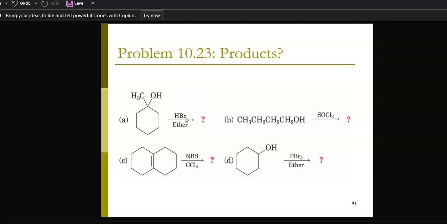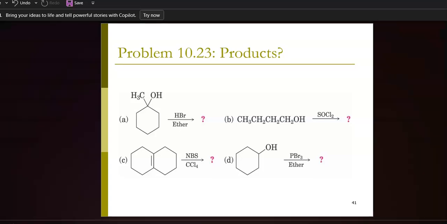So the first one is asking, if you have a tertiary alcohol and you react it with HBr, what would be the product? If you recall, in a tertiary alcohol, the OH can be substituted by Br. So the product of this first reaction would be a methyl group here and then a bromine here.